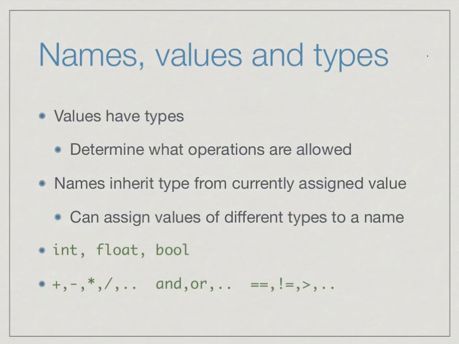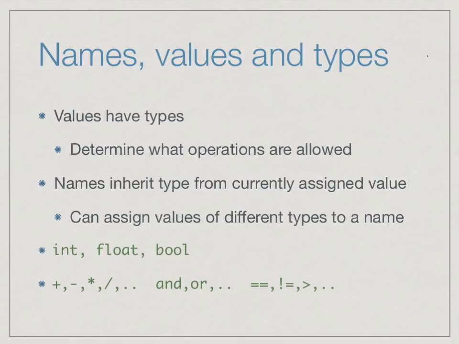We have seen now that Python uses names to remember values. So values are the actual quantities that we manipulate in our program. These are stored in names. Values have types, and essentially the type of a value determines what operations are allowed. So the types that we have seen are the basic numeric types int and float, and the logical type bool, which takes values true or false.